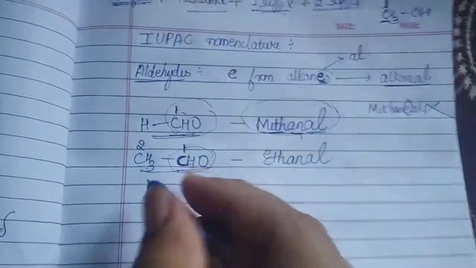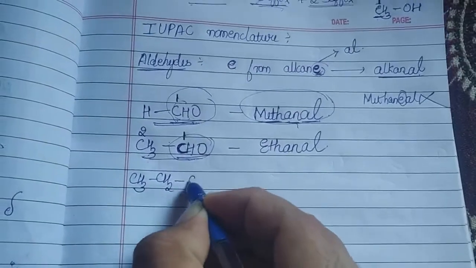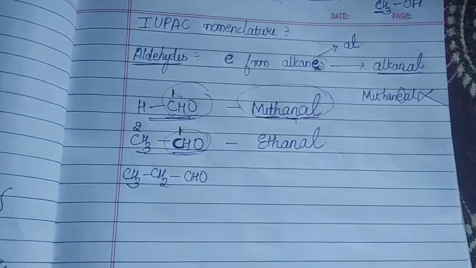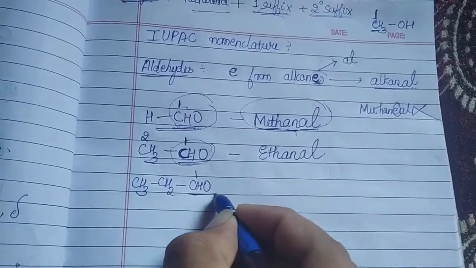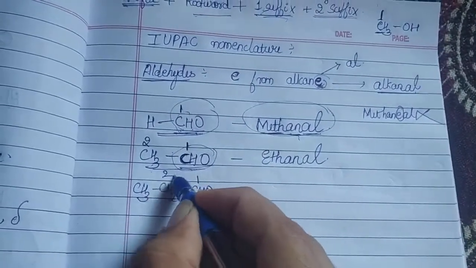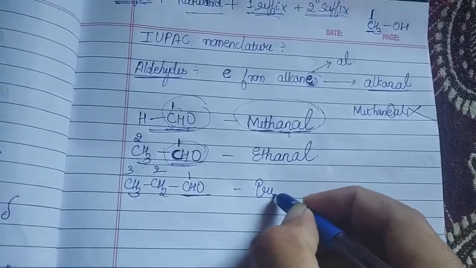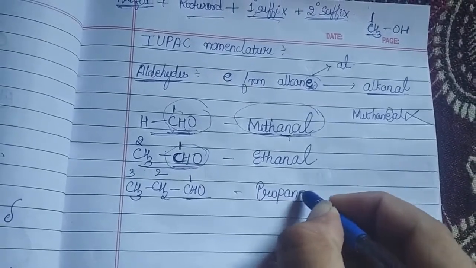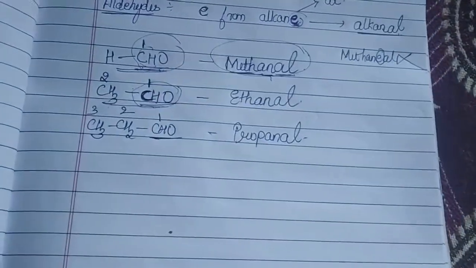Yes, let us now add one more, CH3CH2CHO. From where are you going to number? Of course from this carbon. Why? Because the functional group should get the lowest possible number. 1, 2, 3. So you will be getting the name as what? Propanal. Yes.